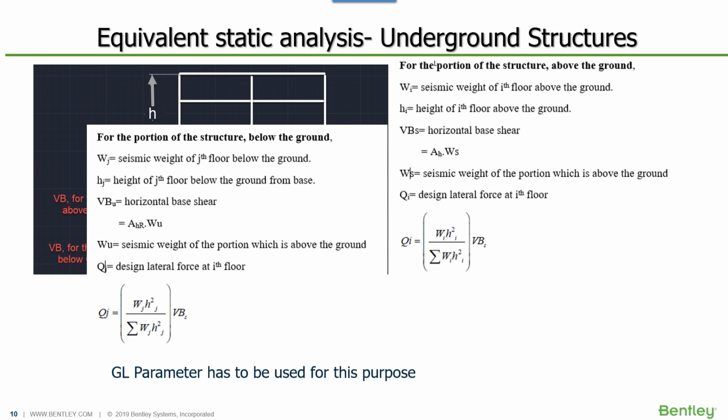In order to tell the program which portion is below the ground, we have introduced a parameter called GL in the STAAD.Pro Connect edition, and this parameter has to be the y coordinate of the ground level. If you input this parameter, the program will consider its effect.